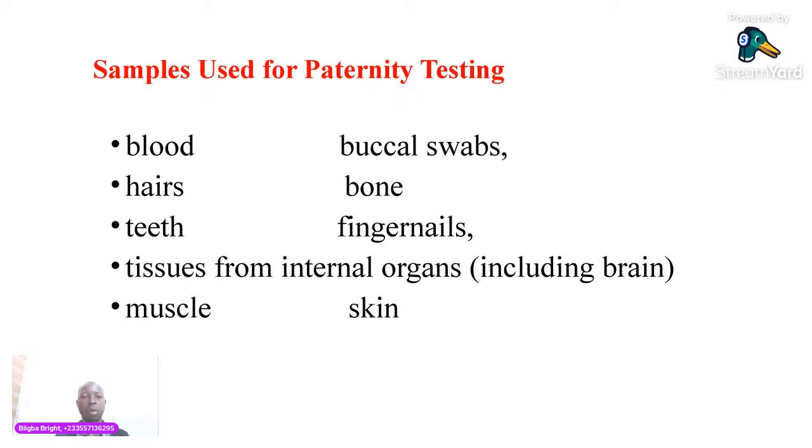You can also pick the buccal swab, that's saliva, like the bone, you can pick a bone marrow, you can pick fingernails, then the tissues from internal organs like the brain, and then the muscles or skin. Now, all those places that I have mentioned, they all contain cells. And any part of the body that contains cells where DNA can be extracted, you can use it for your paternity testing or for your DNA paternity testing.